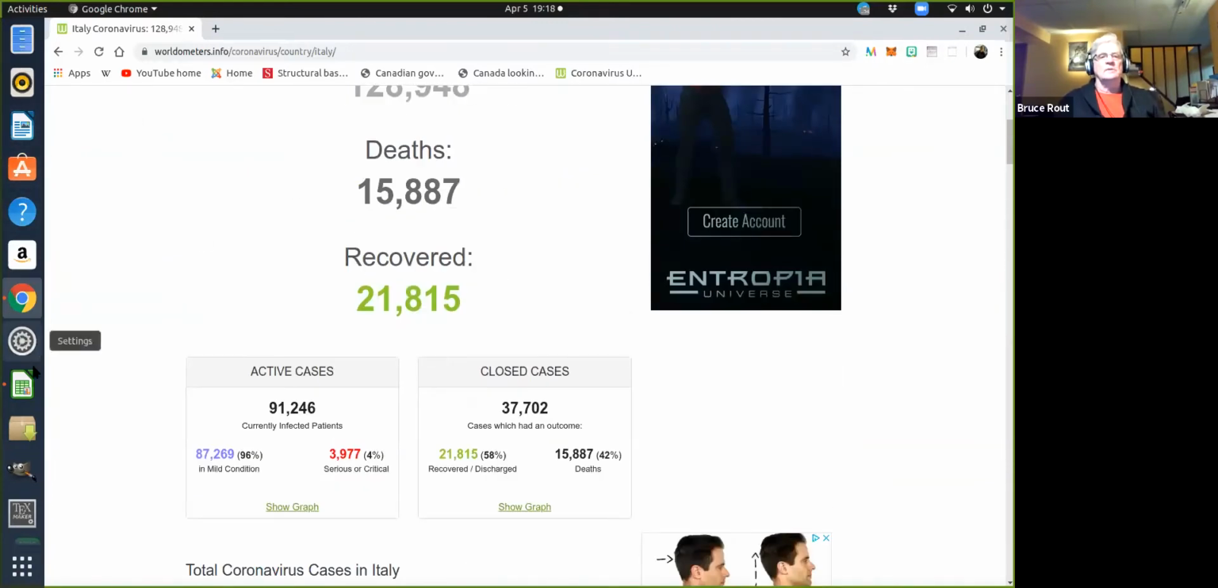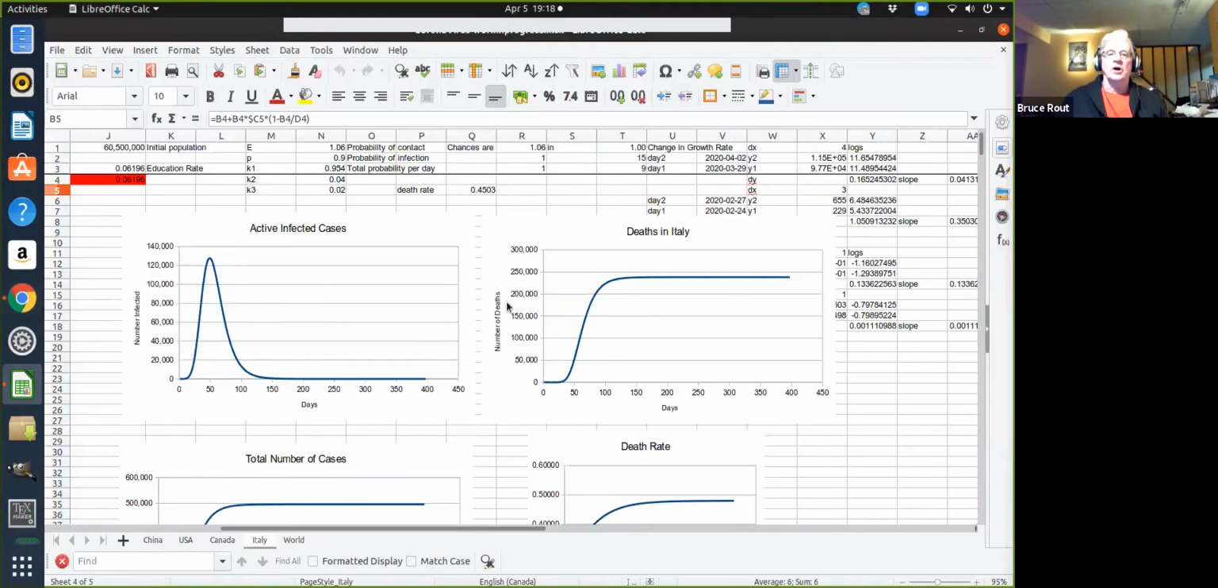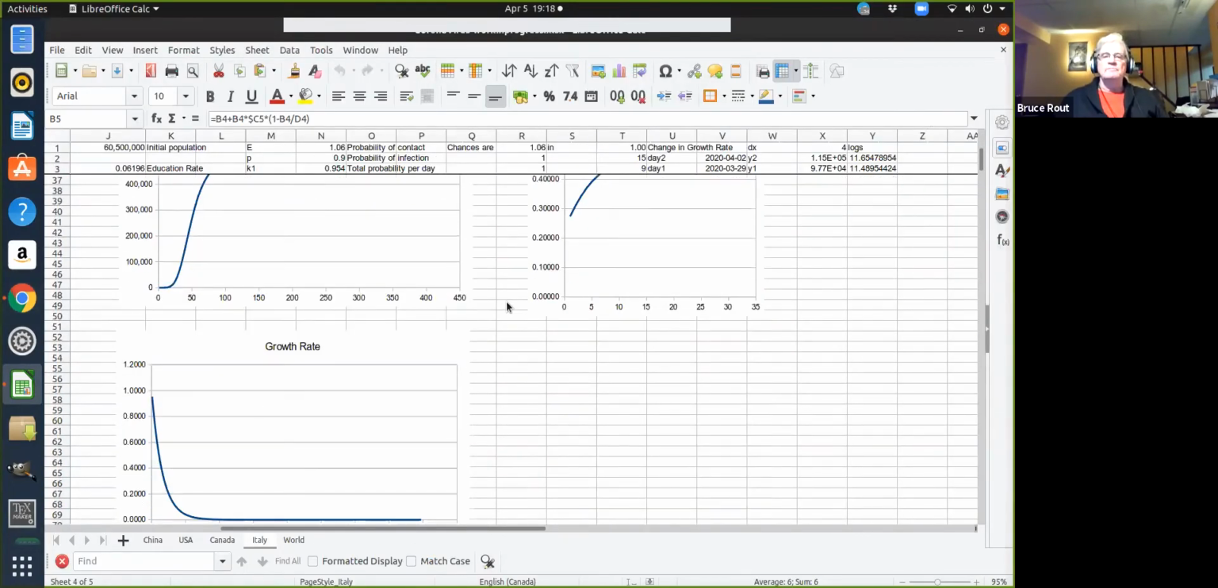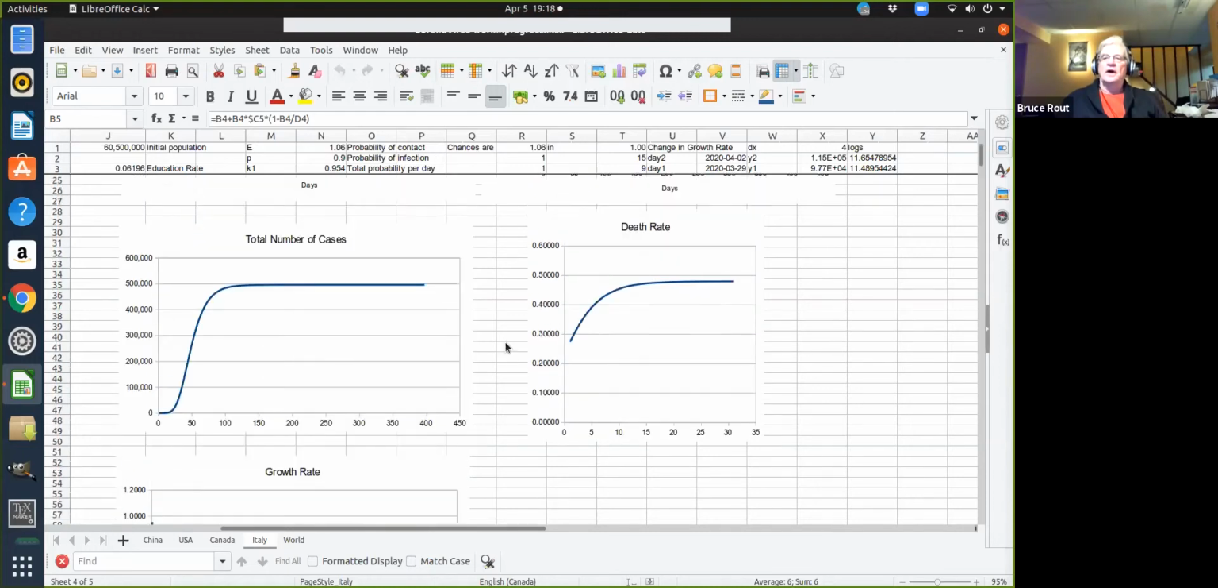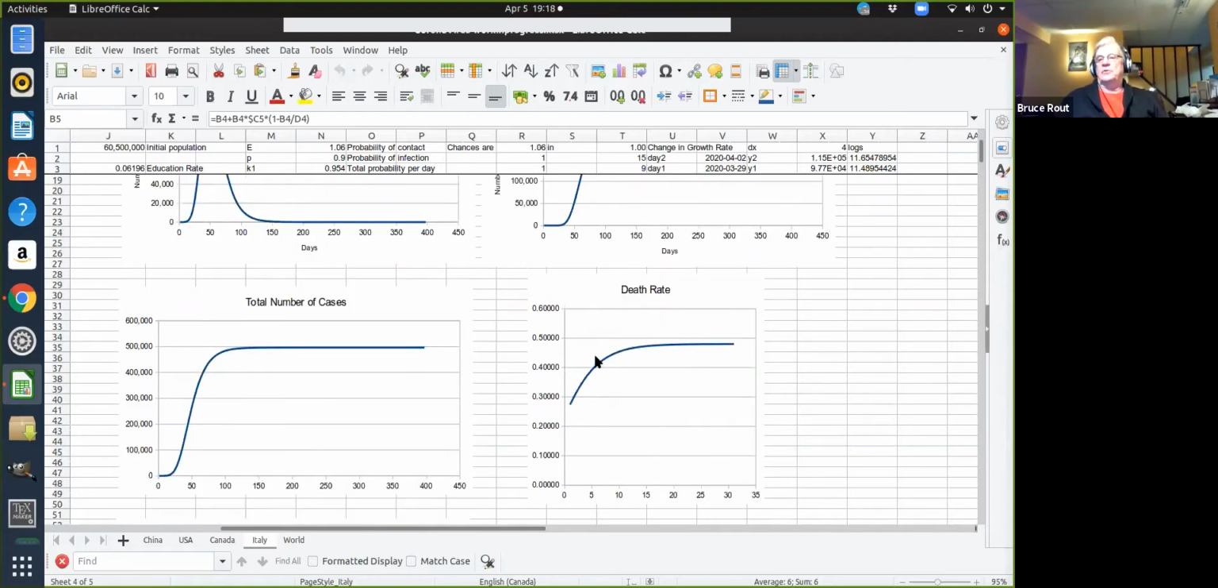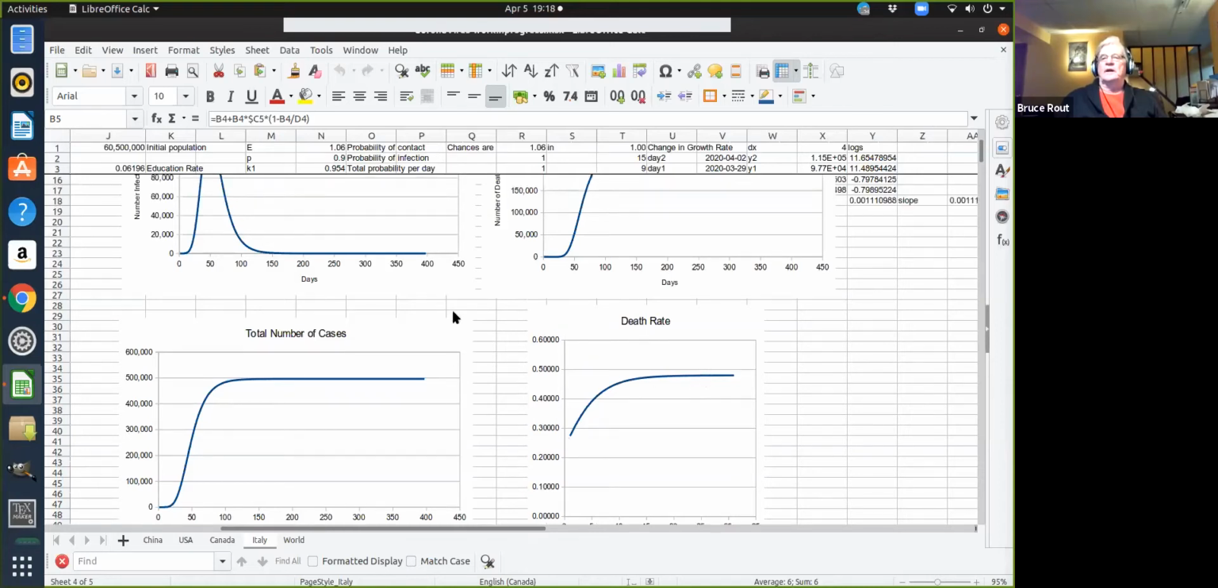Where am I? Let's go back to the model. So we're back in the model. So what I can do is model the change in the growth rate, because the growth rate is dying. So this is now the model of how the growth rate is being killed. There is our death rate. Our death rate has gone up to about 45%, starting at about 29%.